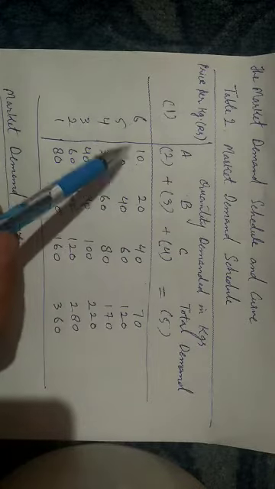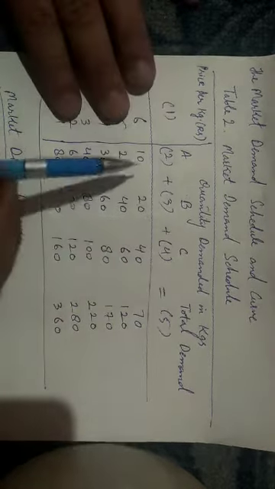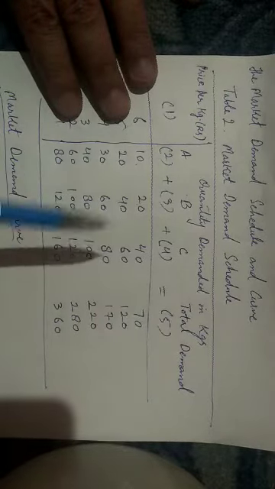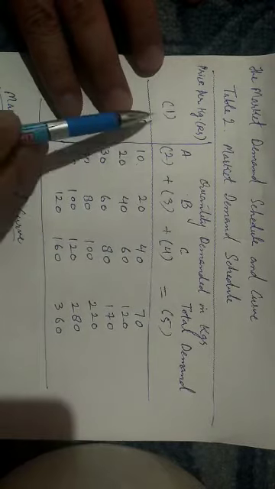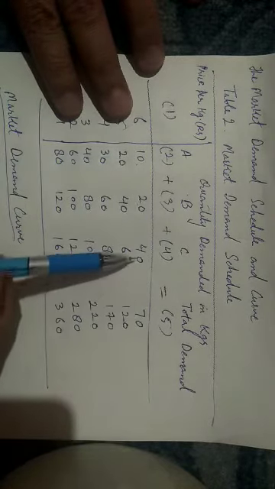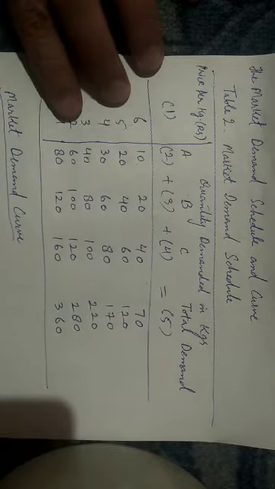So at price 6, these consumers have different demands. These are the individual demands. Now, what's the market demand? Market demand is the summation of individual demands. That means at price 6, the market demand is 40 plus 20 plus 10. That's 70 kgs at rupees 6.